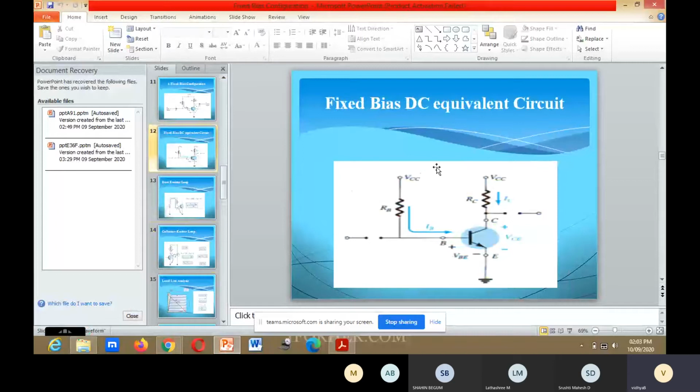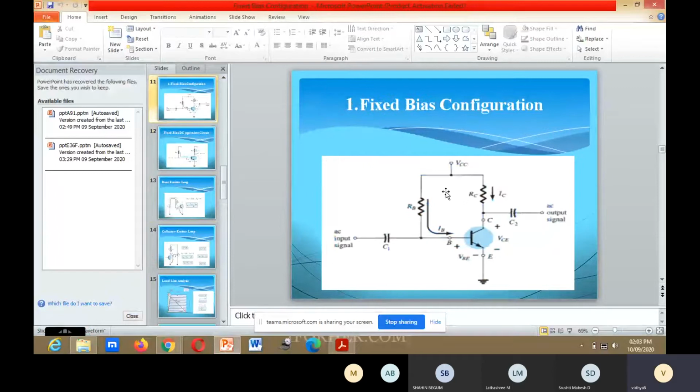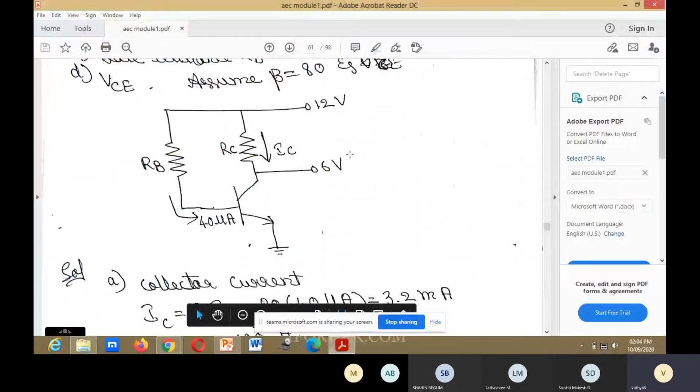Fixed bias circuit will be like this. This is VCC. VCC is connected for both base and collector. That means VCC is equal to 12 volt. This is collector, this is base, and this one is emitter. VC is equal to, they have given 6 volt. Here, the base current they have given is 40 microamps.